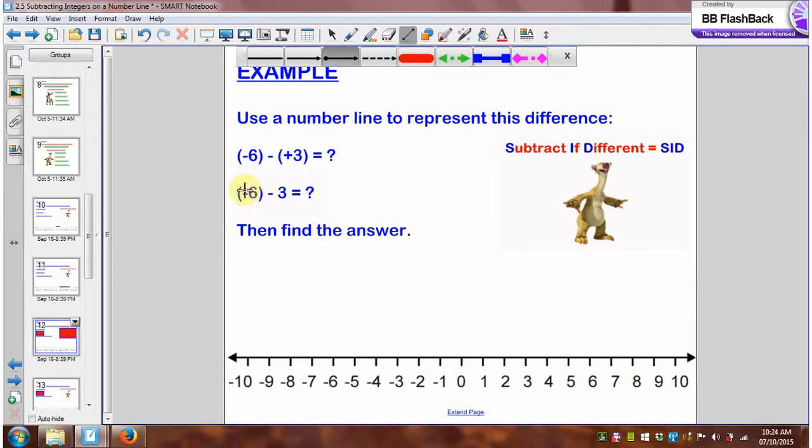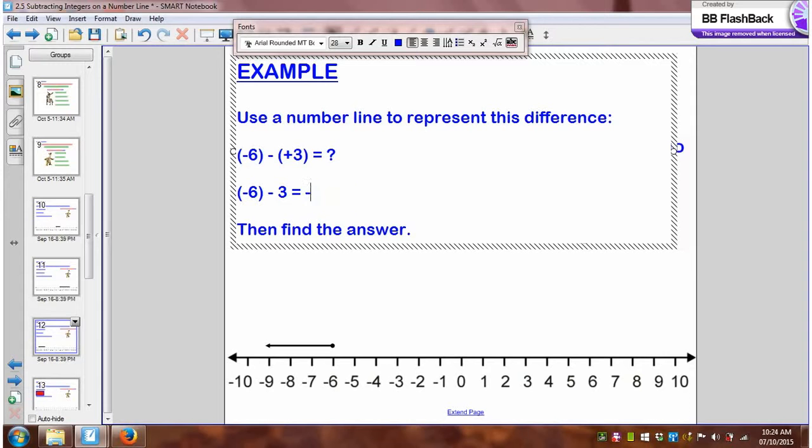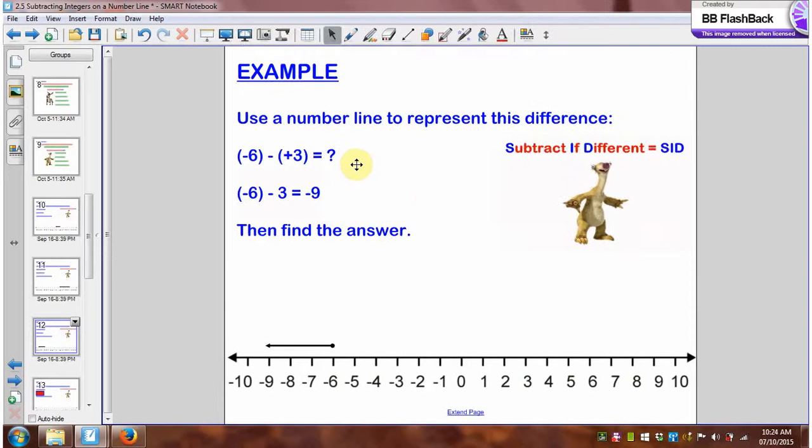What's our next step? Find the first number. Negative 6. Negative 6 is here. And then we're subtracting 3. If we're subtracting, we're going down or to the left. So we start at negative 6 and we go 1, 2, 3. And we end up on negative 9. And that's our answer. Write that down. Pause if you need a minute. If not, let's move on to an example that you will try.